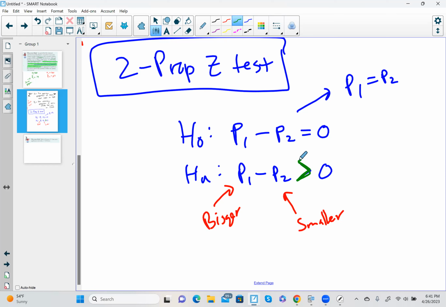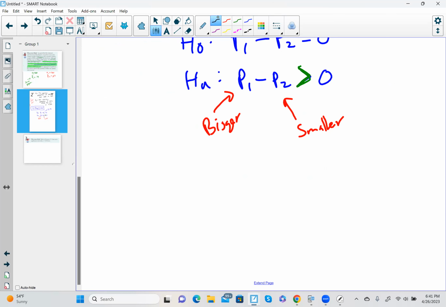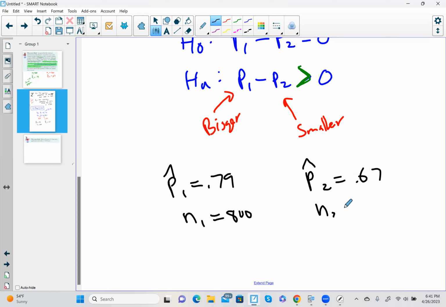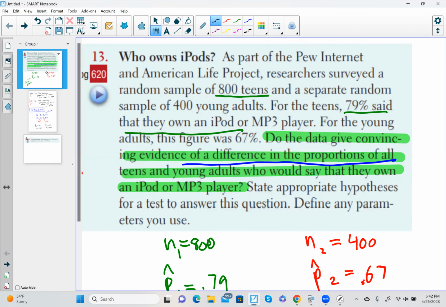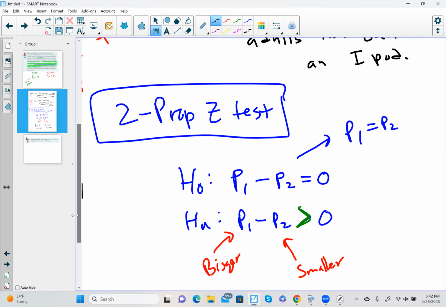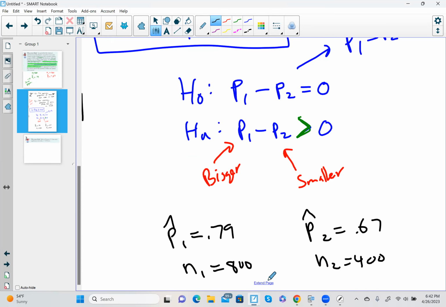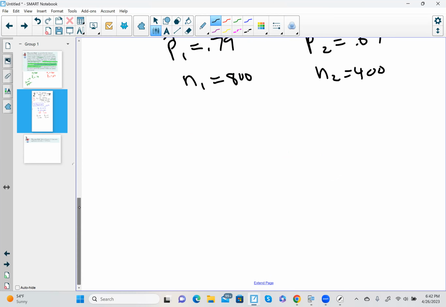Okay, so once you've done this, it's time to go find the z-test statistic. We already know that p hat 1 was 0.79, and p hat 2 was 0.67. We know that n1 was 800, and n2, I think, was 400. Let's make sure I'm reading the question correctly. Yep, that works. So that's going to be our next step.